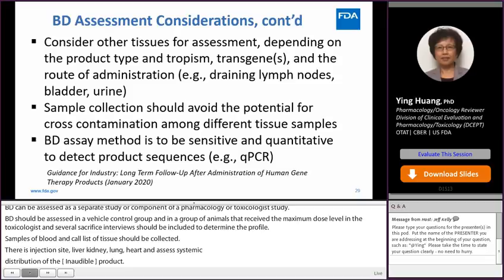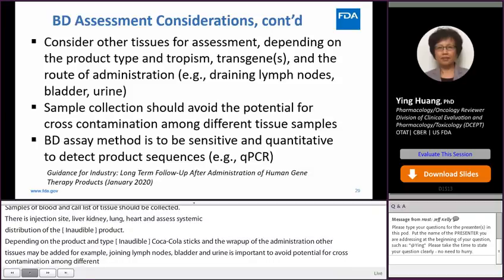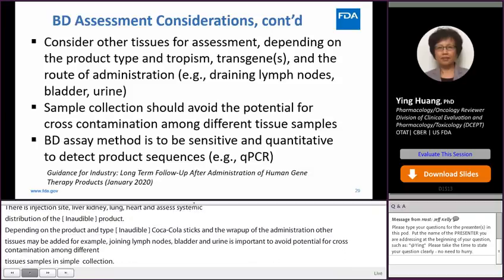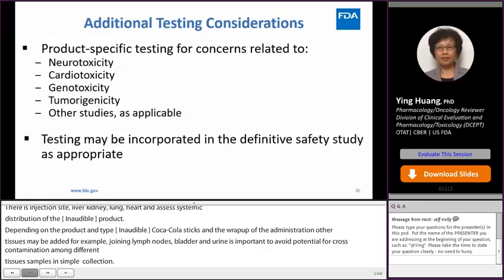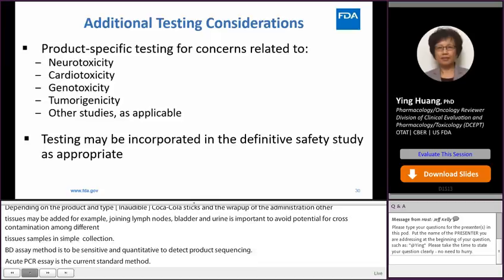It is important to avoid the potential for cross-contamination among different tissue samples in sample collection. The BD assay method is to be sensitive and quantitative to detect the product sequences. A qPCR assay is the current standard method. Additional product-specific testing may be performed to address concerns related to tissue-specific toxicity, genotoxicity, tumorigenicity, or others as applicable. The testing may be incorporated in the definitive safety study.